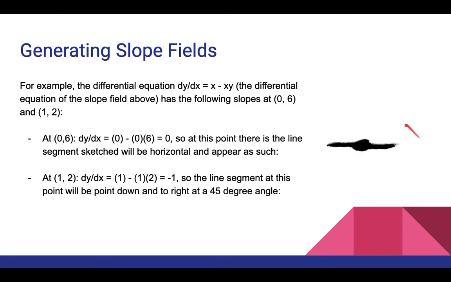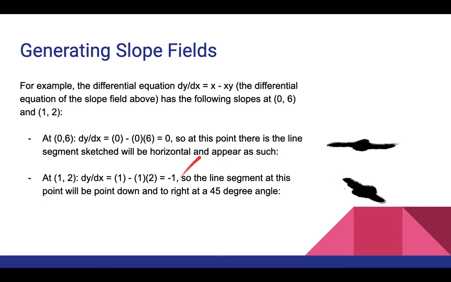Okay? So we know that we're going to have a horizontal tangent line for our differential equation, and our solutions of our differential equation at x equals 0, y equals 6. Okay? At x equals 1, y equals 2, dy over dx is going to be equal to 1 minus 1 times 2, which equals -1. So the line segment at this specific point is going to point down and to the right at a 45-degree angle. Down and to the right because it's negative, and at a 45-degree angle because it's 1.